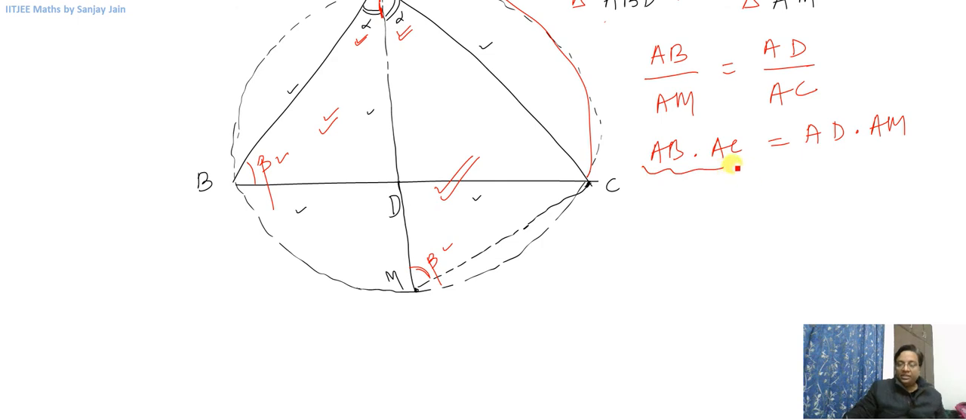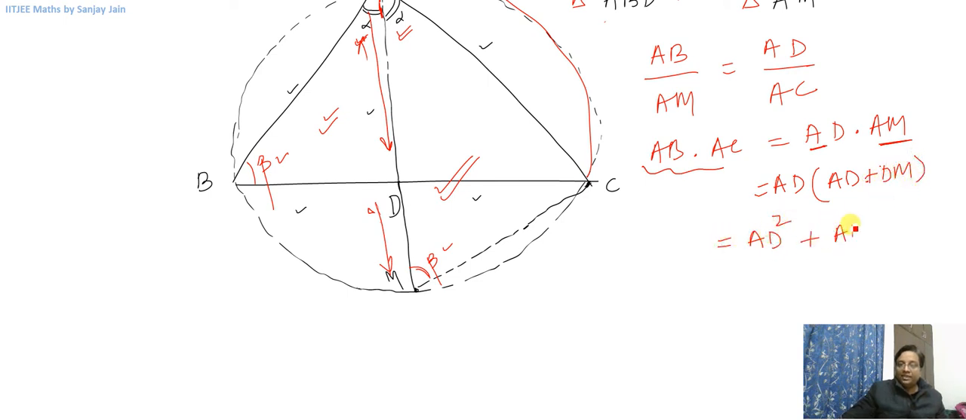So AB into AC is required, AD is required in the final result. What is AM? AM is AD plus DM. So let me write AM as AD plus DM. Now if I take the product, it will be AD squared plus AD into DM, right? So AB into AC is equal to AD squared plus AD into DM, right?